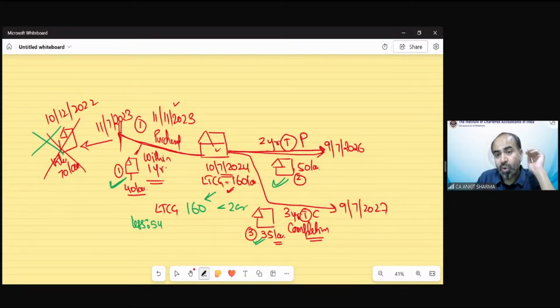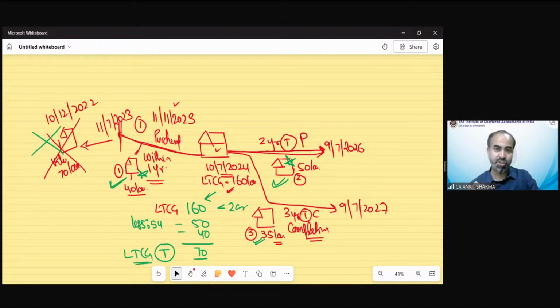And of course, the higher value would be preferred. So these two houses should be claimed as exemption. So that will minimize your capital gain. So 90 lakh would be my exemption. 70 lakh would be my taxable long-term capital gain.